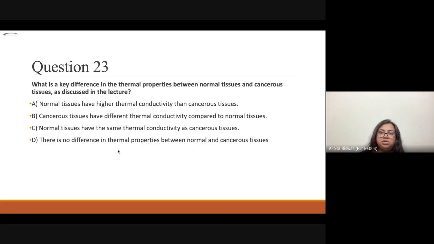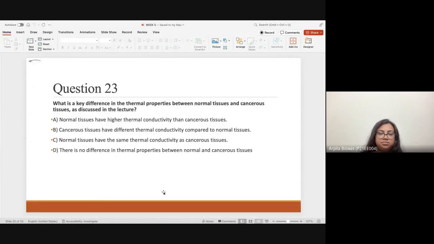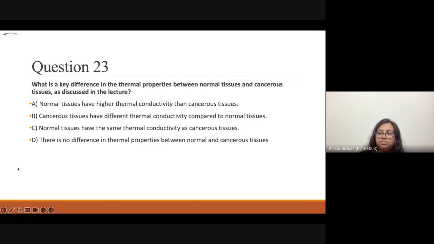The right option is cancerous tissue has different thermal conductivity compared to the normal tissue.